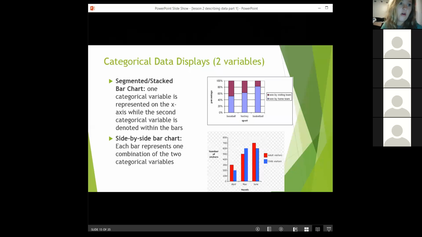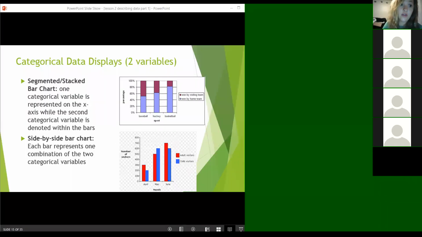Okay, and a few more for categorical data displays for two variables. We're still talking about bar charts. That's why I told you that you can hear them called bar charts or bar graphs, it's the same thing. I usually say bar graph, but I've gotten into the habit of saying bar chart, but they're the same thing if you see it written that way.